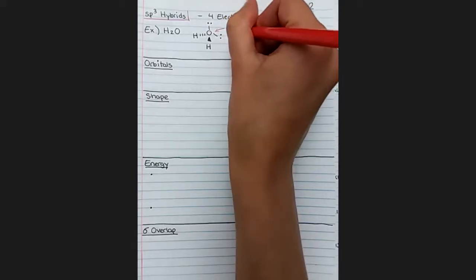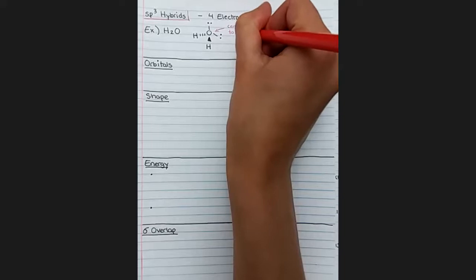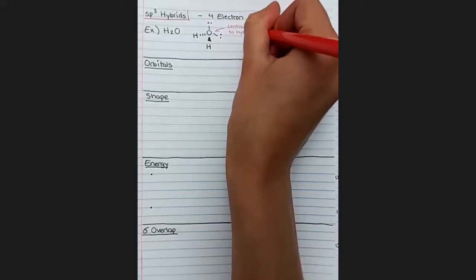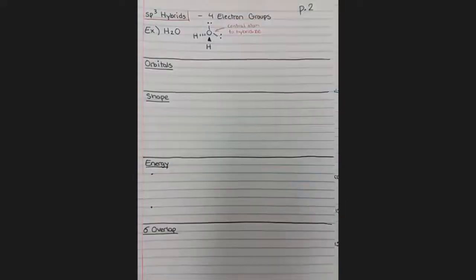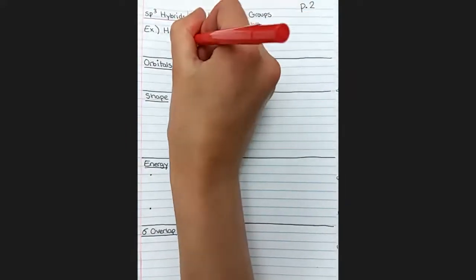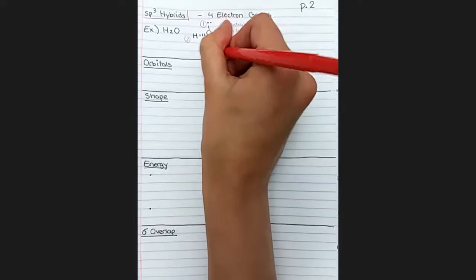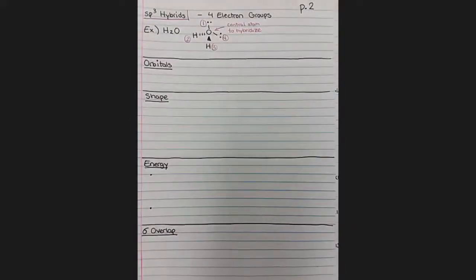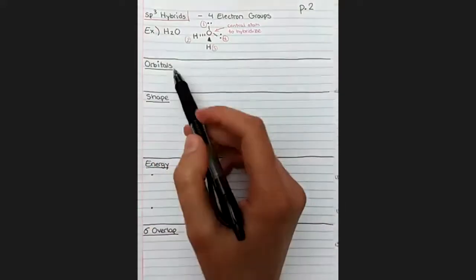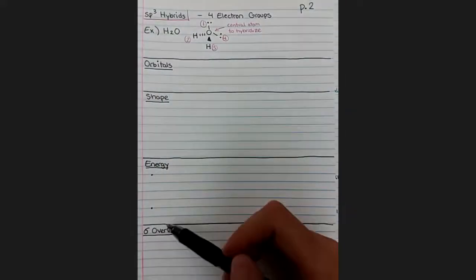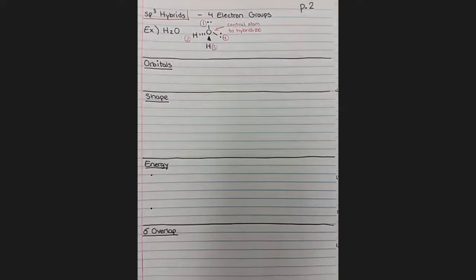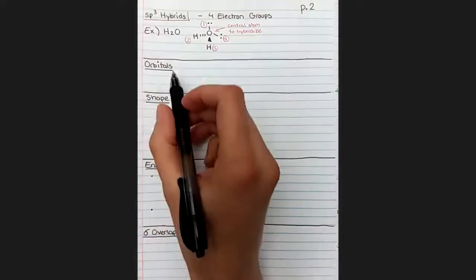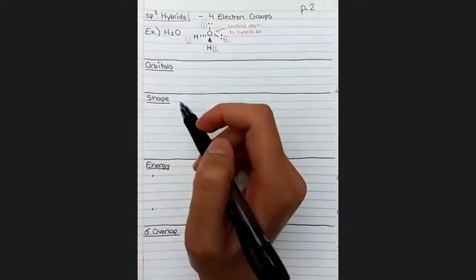Because that oxygen needs to have 4 equal shape, equal energy orbitals to use to hold on to those 4 groups. 1, 2, 3, 4 electron groups to hold on to. So we're going to talk about the orbitals, the shape, the energy, and the sigma overlap for this type of hybridization. Let's start by talking about which orbitals we need to blend together.